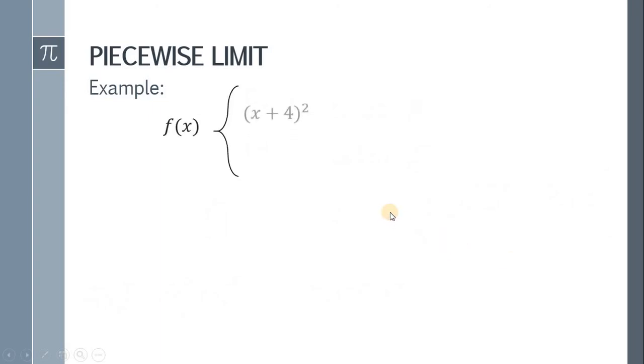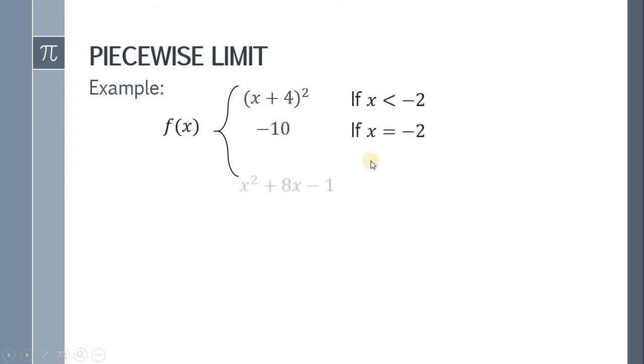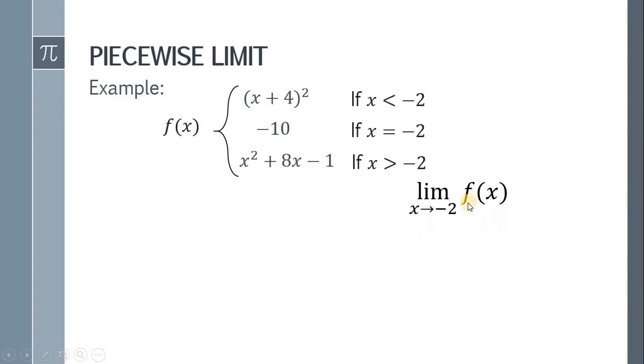We have f of x is equals to x minus 4 squared if x is less than negative 2. F of x equals to negative 10 if x is equals to negative 2. And f of x is equals to x squared plus 8x minus 1 if x is greater than negative 2. So, we need to find the limit of the function as x approaching negative 2. Kasi yun yung ating boundary.